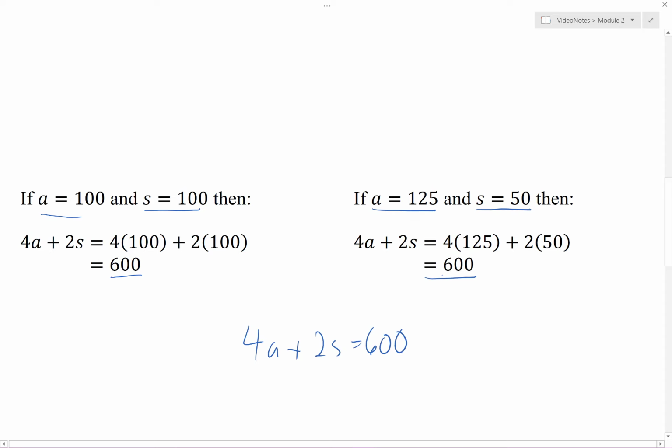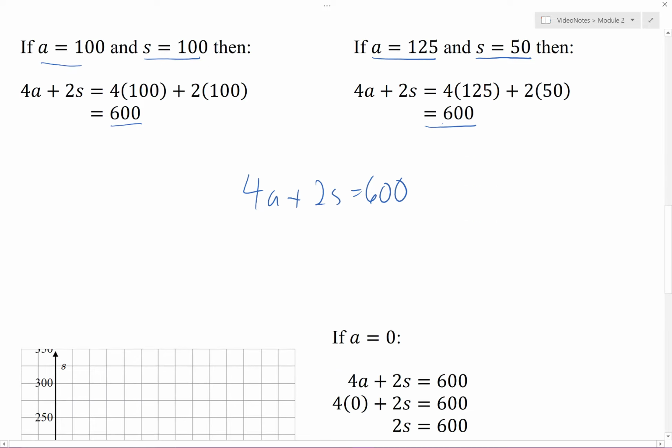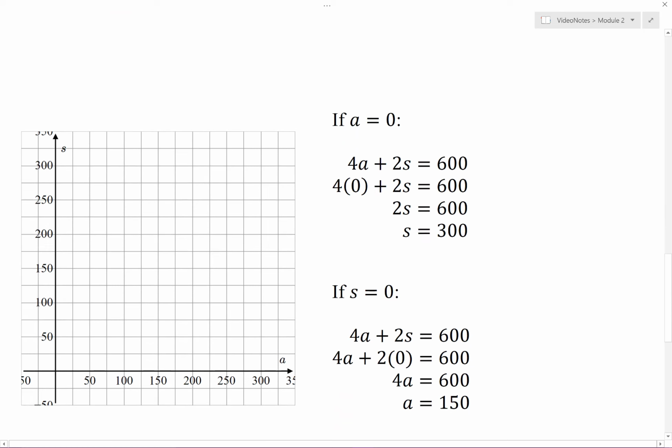This relationship is linear, so we only need to find 2 points in order to draw the line. Now, we already have 2 points. However, let's go through the process of finding the intercepts, because these are usually the easiest 2 points to find for graphing linear relationships written in this form. So, if A equals 0, or 0 adult tickets are sold, then we can solve the equation 4 times 0 plus 2S equals 600, and we see that the corresponding number of student tickets sold is 300.